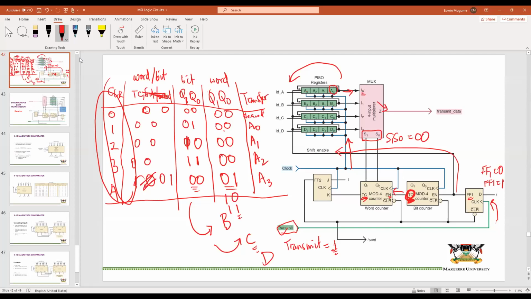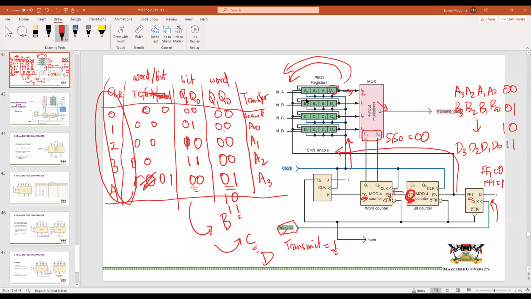Now, really, the gist of this is that this information is being transferred: A3, A2, A1, A0, and that is followed by B3, B2, B1, B0, all the way to D3, D2, D1, D0. This is when the word counter is 0, 0. This is when the word counter is 0, 1, and 1, 0 for C and 1, 1 for D. However, a copy of the information that you have transferred obviously stays in these registers since we are feeding it back.